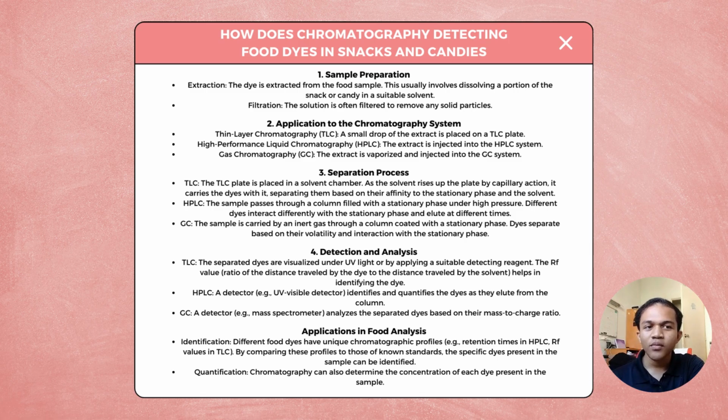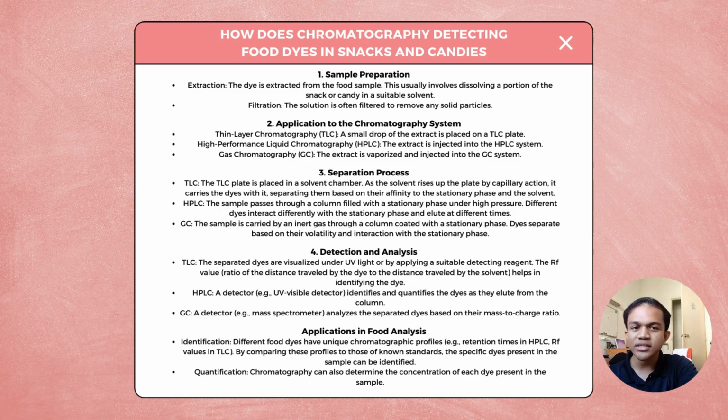Number 3, we have the separation process, where in thin layer chromatography, the TLC plate is placed in a solvent chamber. As the solvent rises up the plate by capillary action, it carries the dyes with it, separating them based on their affinity to the stationary phase and the solvent.